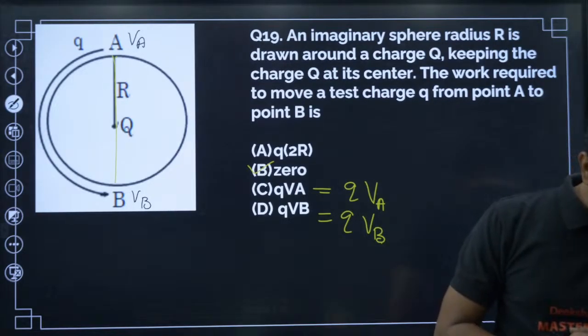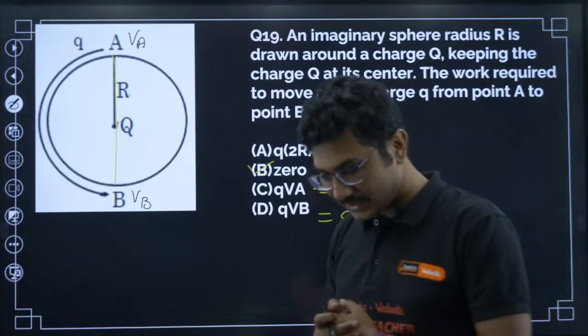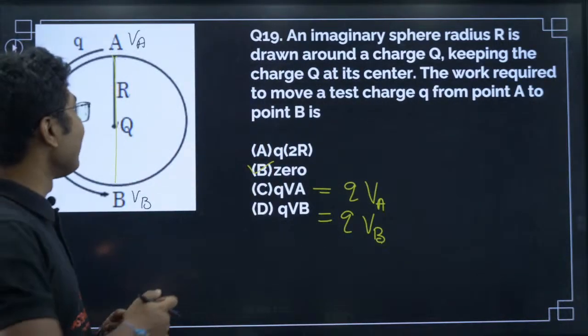Mahin says moving a charge inside, the work done is 0. Work required from A to B. No, the potential difference between these points. Yes, Meghna. Yes, the potential difference is 0.